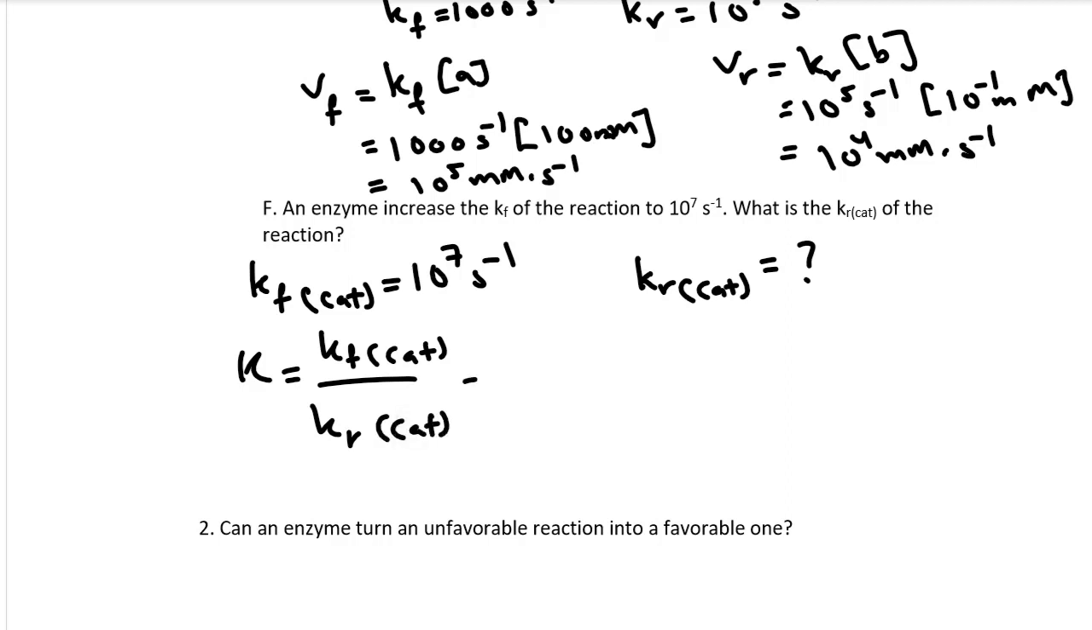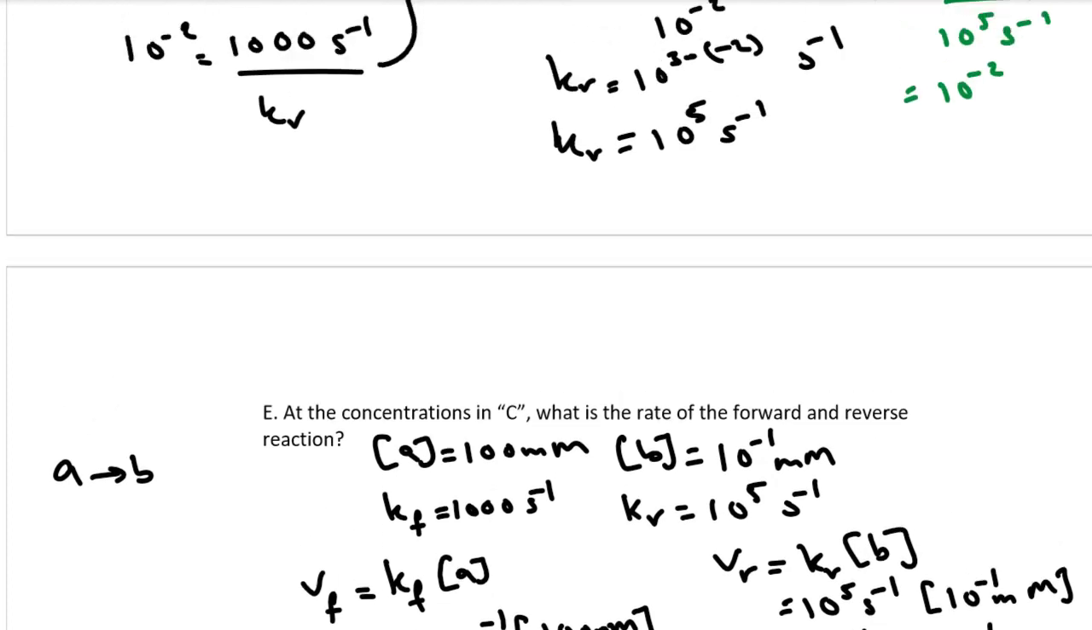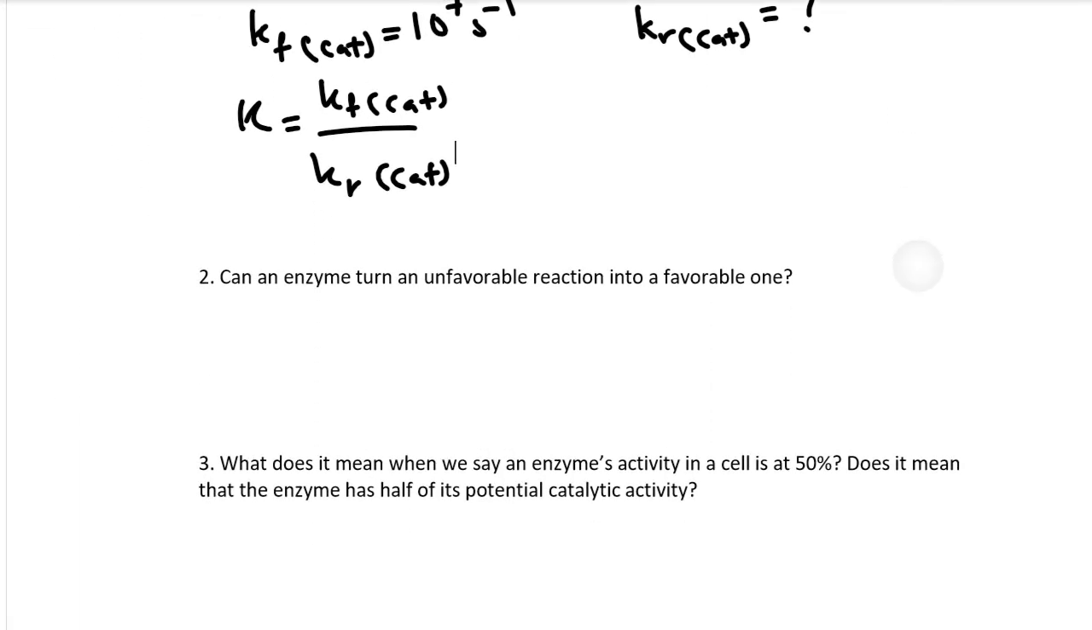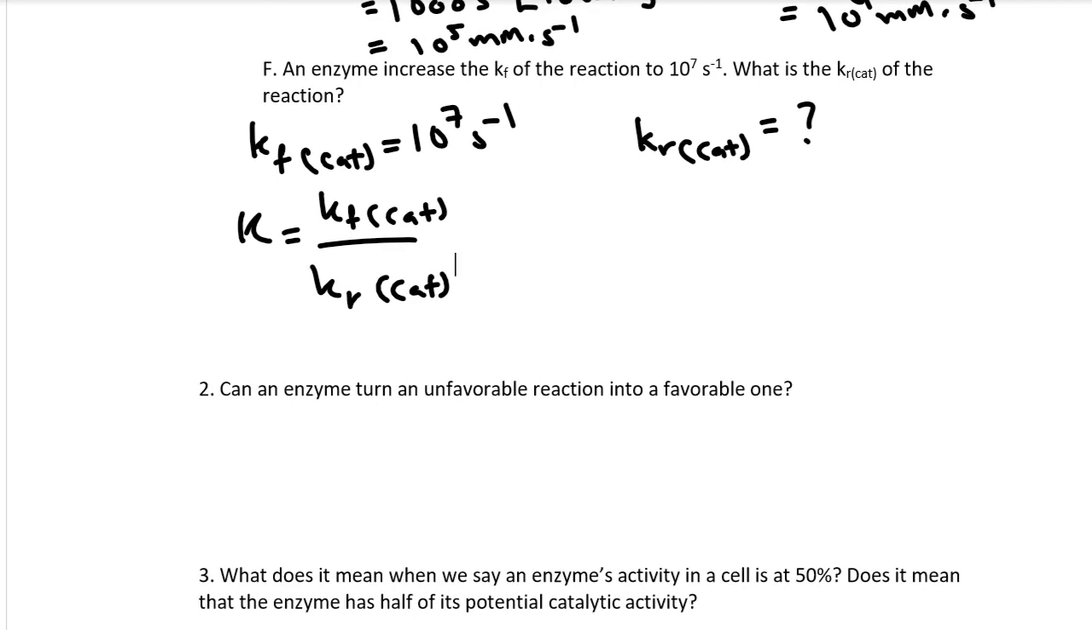So I am just going to go ahead and use that. What was our equilibrium constant? I think it was 10 to the minus 2. I just want to make sure. Yep, 10 to the minus 2. So 10 to the minus 2 equals 10 to the 7 per second divided by kr cat, right?